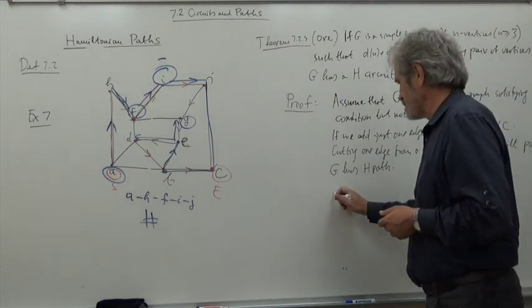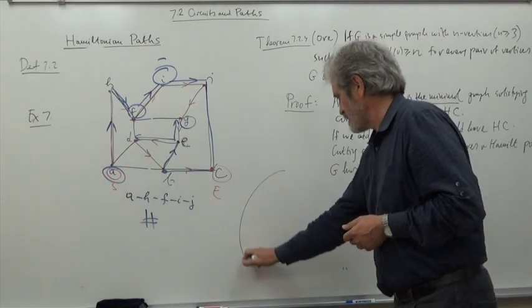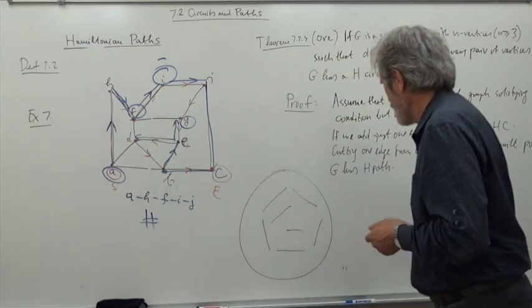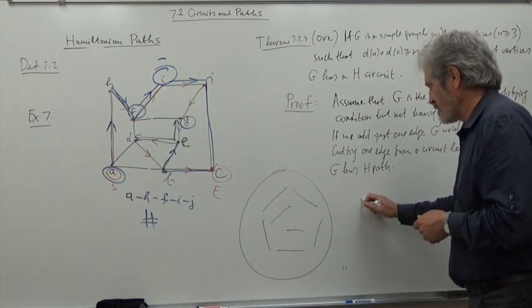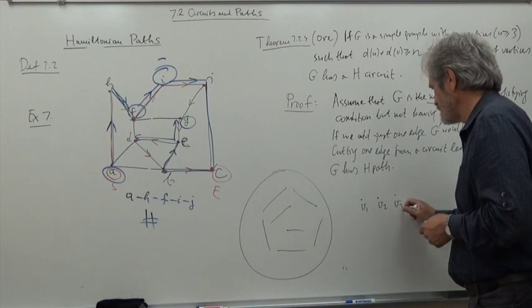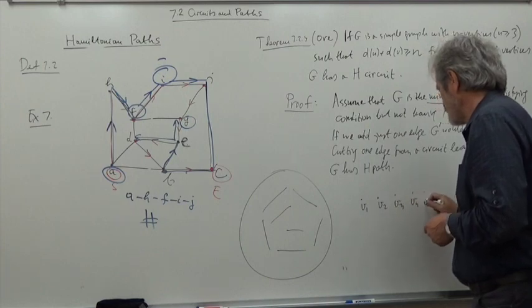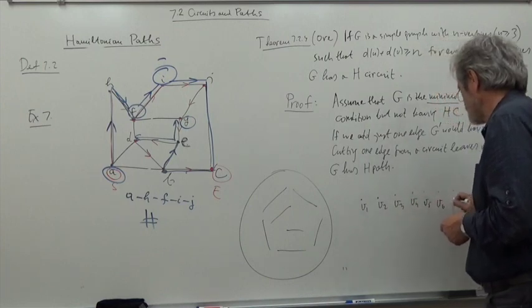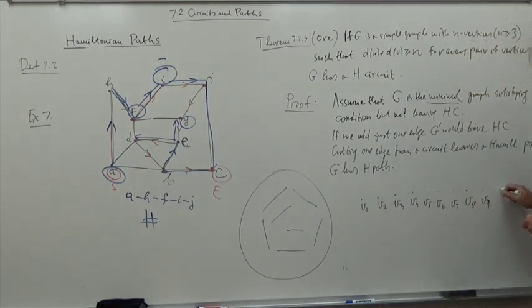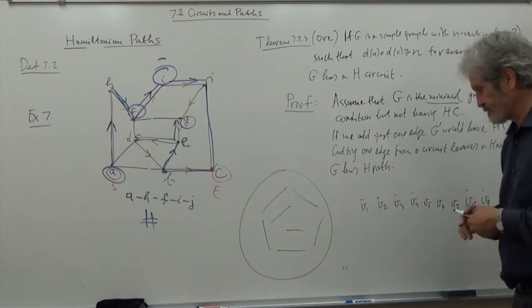So here it is, let this be the Hamiltonian path. So we have graph G here, with all that structure, whatever that is. And then when you line them up, you have like this, V1, V2, V3, V4, V5, V6, V7, V8, V9, and so on, Vn is the last one. And they are all connected.